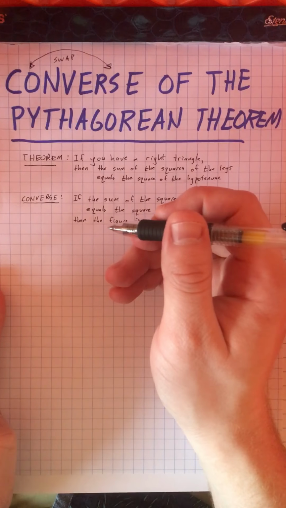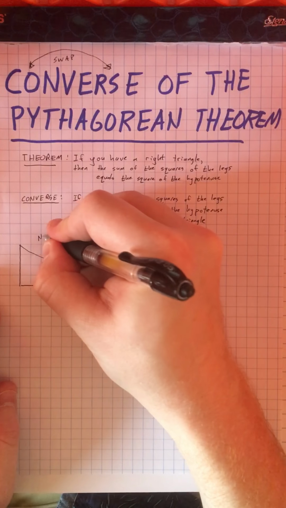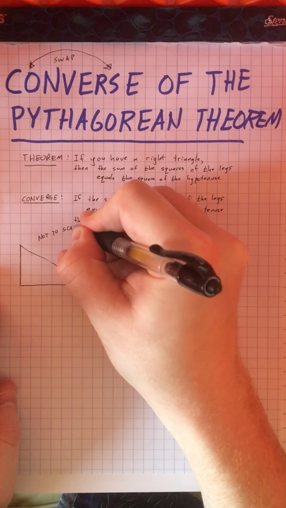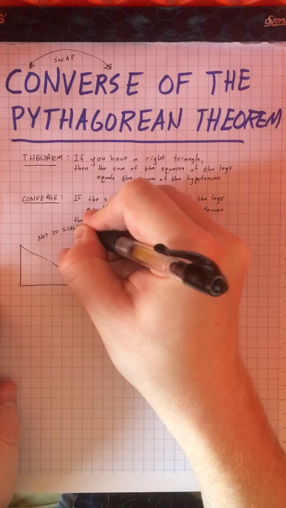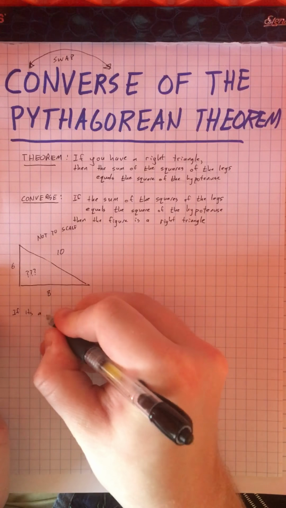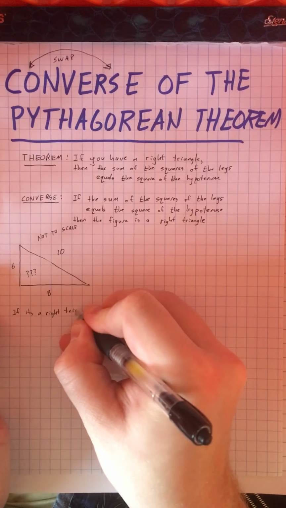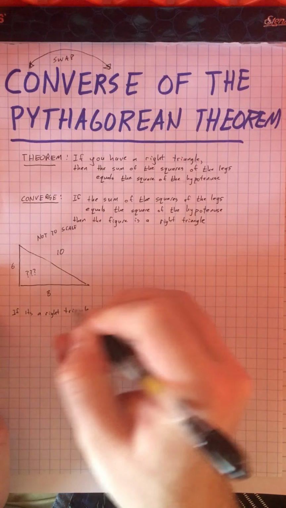Let's say I have a lovely triangle, not to scale, and it has lengths 6, 8, and 10. And we want to know, is it a right triangle? So if it's a right triangle, then the Pythagorean theorem would have to hold. If it's a right triangle, a squared plus b squared has to equal c squared, where a and b are the lengths of the legs and c would be the length of the hypotenuse. So I look at the sides of my triangle. The hypotenuse is always going to be the longest side.